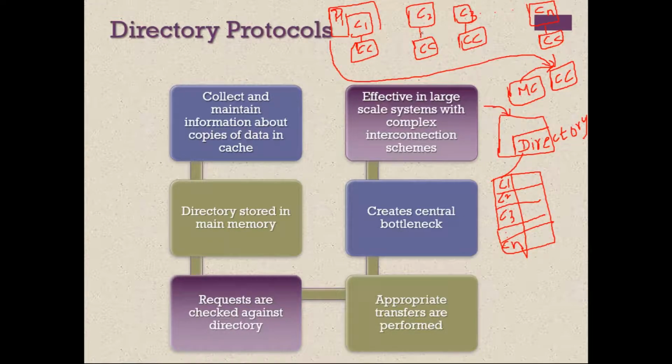Otherwise, one of the caches itself will respond, because this request is coming through the system bus. The processor requests that it wants data X. If that data is available in any of the other caches, that processor will respond, I have this data, and it will give the data. This is with respect to the read operation in directory protocols.